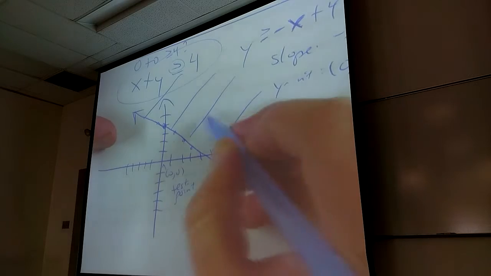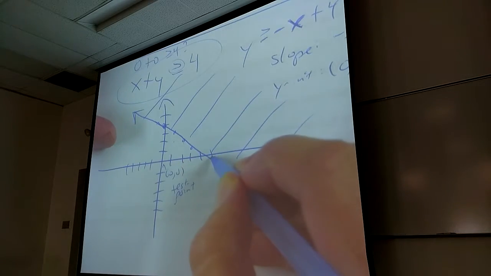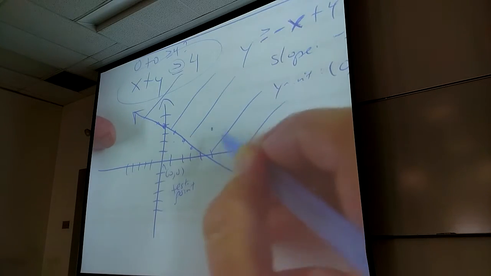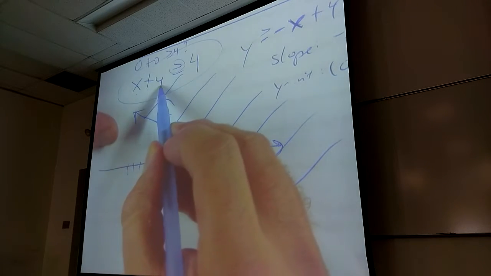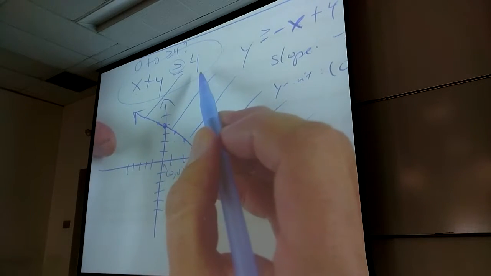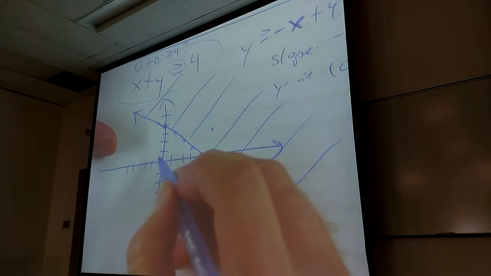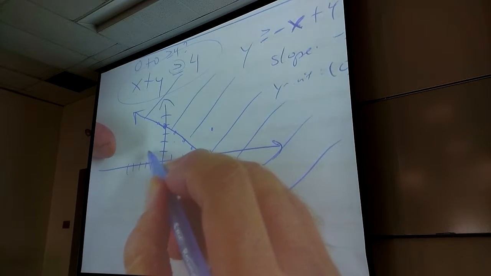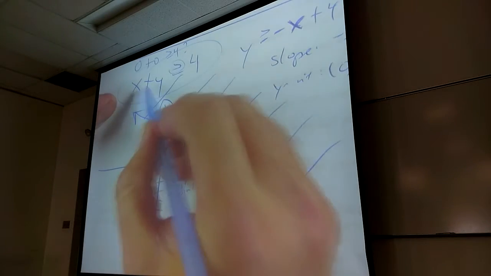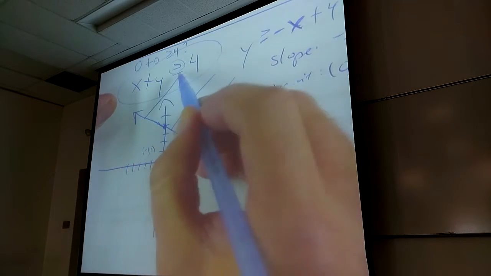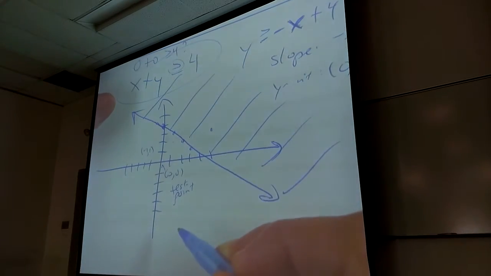So watch this. What's a point that's in here? Isn't the point 5, 3? That's in there, right? Yes. What's 5 plus 3? And that is bigger than 4. What's a point that's on this side? Like negative 1, 1. Isn't negative 1, 1 on that side? Yes. What's negative 1 plus 1? 0. That is not an answer.